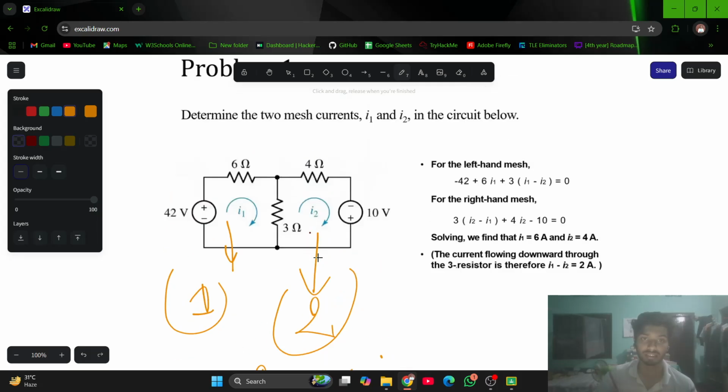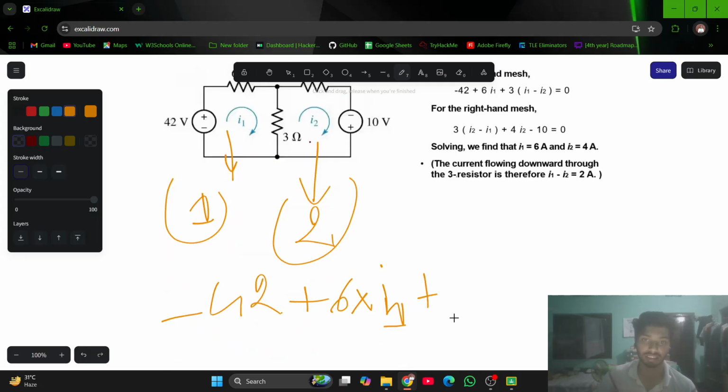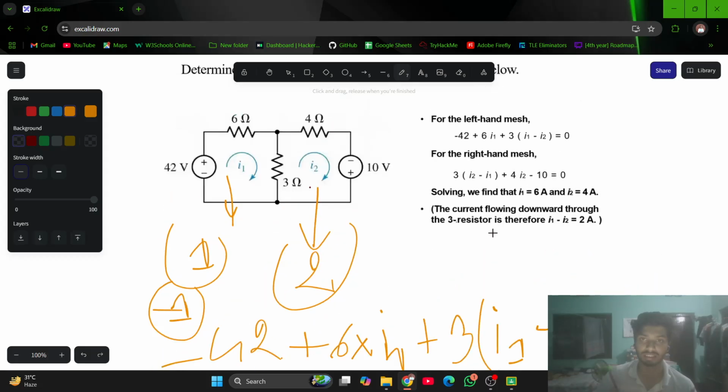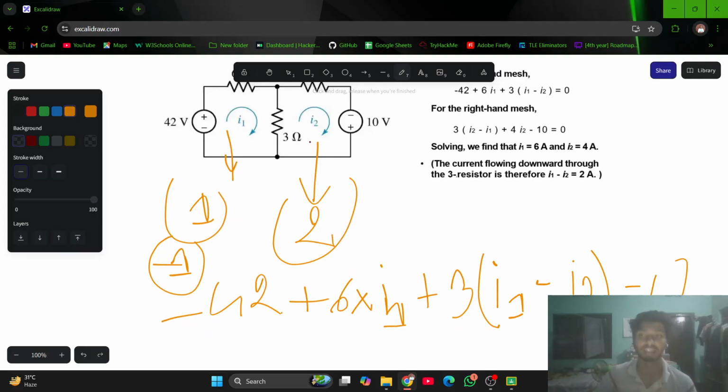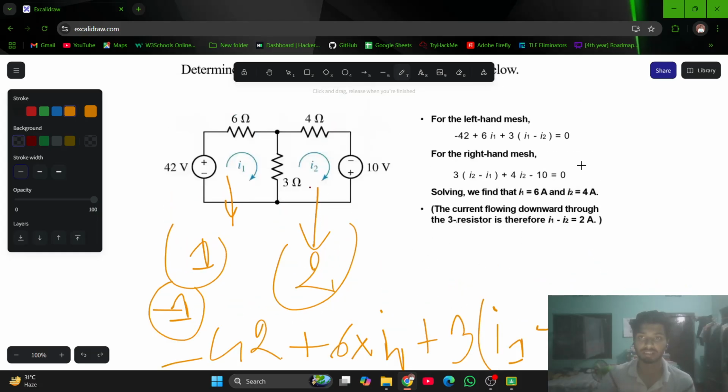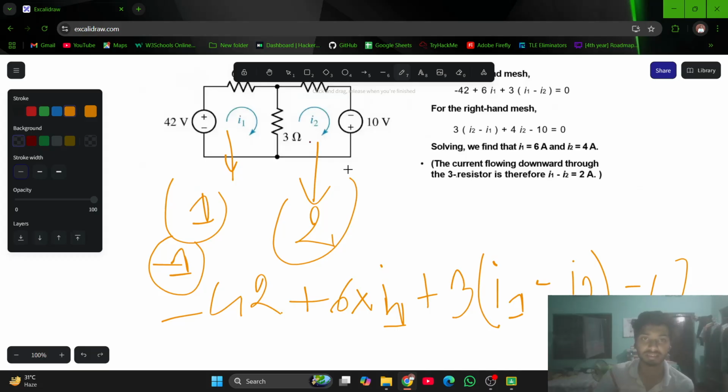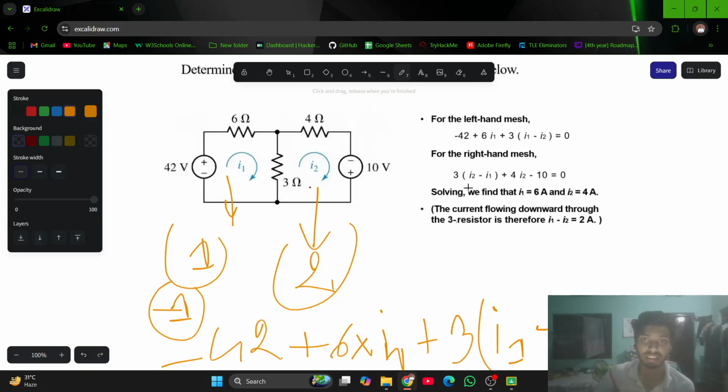Then the current is entering from the positive side of a resistor. As a result, we give here a plus. As we are writing the mesh 1 equation, the main current will be I1. So we write here 3 ohm, the main current I1, then subtract the rest current I2 from it. In the right side, 0. The equation we write is: minus 42 plus 6 into I1 plus 3 into (I1 minus I2), and the right side is 0.